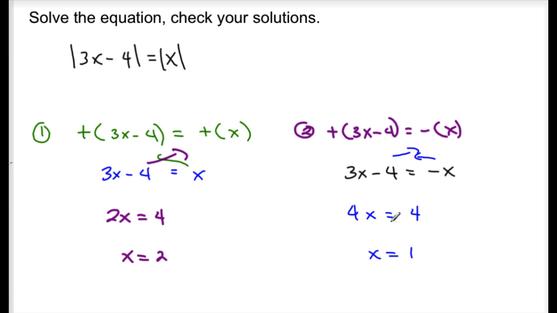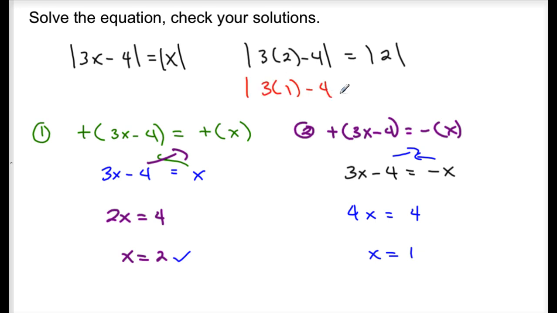At this point, you want to go back and substitute in and make sure you don't have any extraneous solutions. So if you substitute in 2, you're going to have the absolute value of 3 times 2 minus 4 should equal the absolute value of 2. Does it? 3 times 2 is 6, minus 4 is 2. The absolute value of 2 does equal the absolute value of 2. So far so good. Second equation, 1. The absolute value of 3 times 1 minus 4 equals the absolute value of 1. 3 times 1 is 3, minus 4 is negative 1. The absolute value of negative 1 is 1, and the absolute value of 1 is 1. Both solutions work in this case.